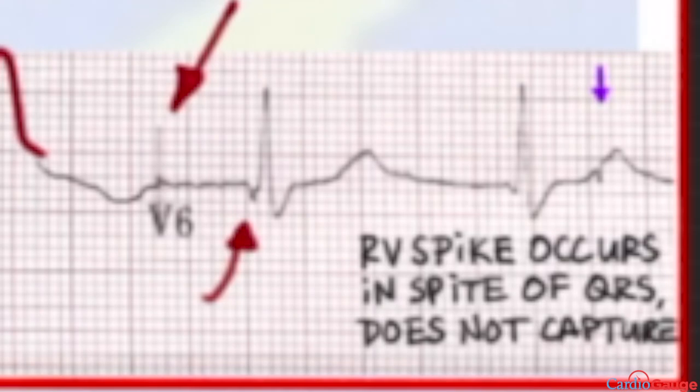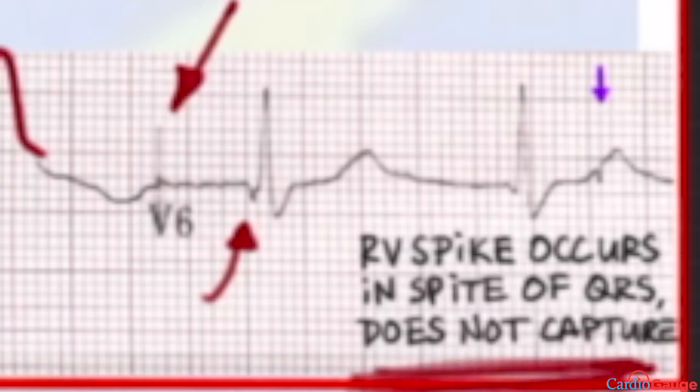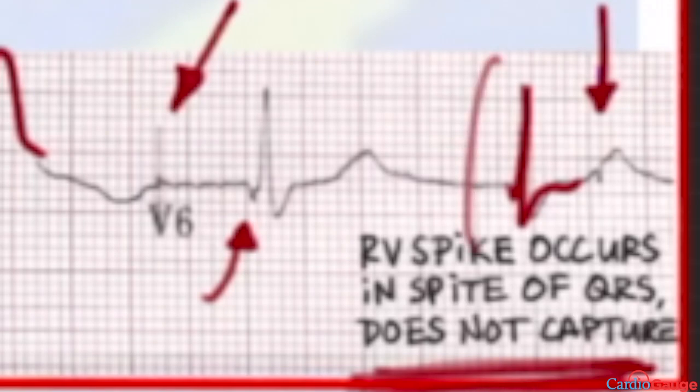And then over here is probably the best example of the whole thing, and that is you've got a QRS, and then here there's a pacemaker spike happening on the T wave in spite of the QRS just happening. So the pacemaker is trying to pace when it shouldn't, and that indicates a failure to sense.